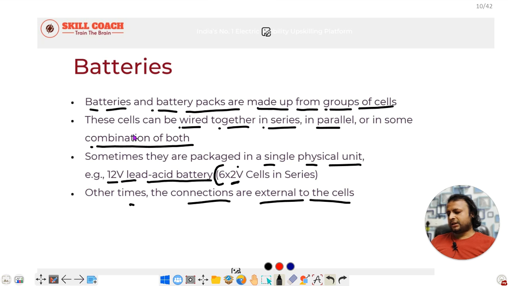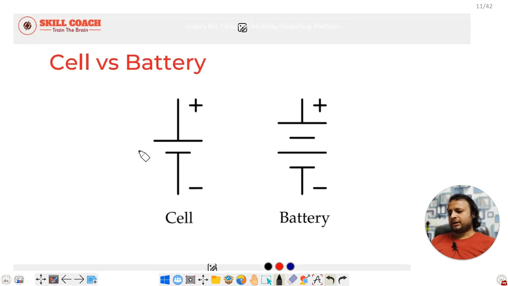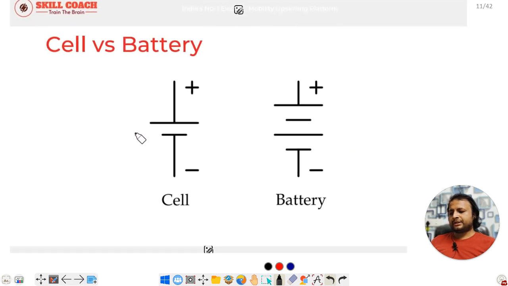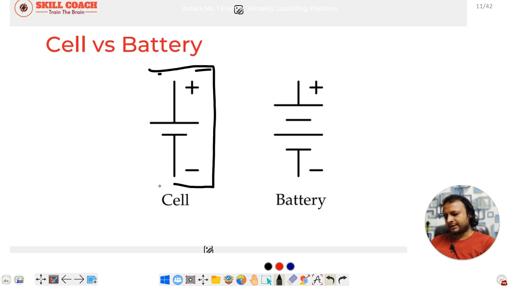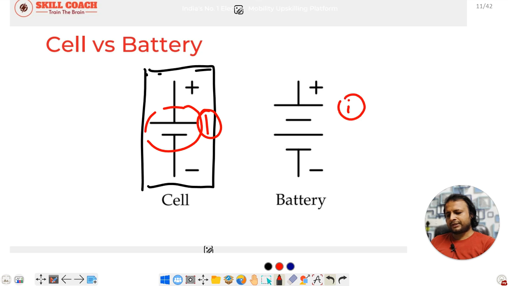And the next part is how we will differentiate between a cell and a battery. How are we going to differentiate? See, a cell is the single unit. Here you can see, a cell is the single unit. Okay. And when we are connecting, this is one cell, and here we have cell number 1 and cell number 2.